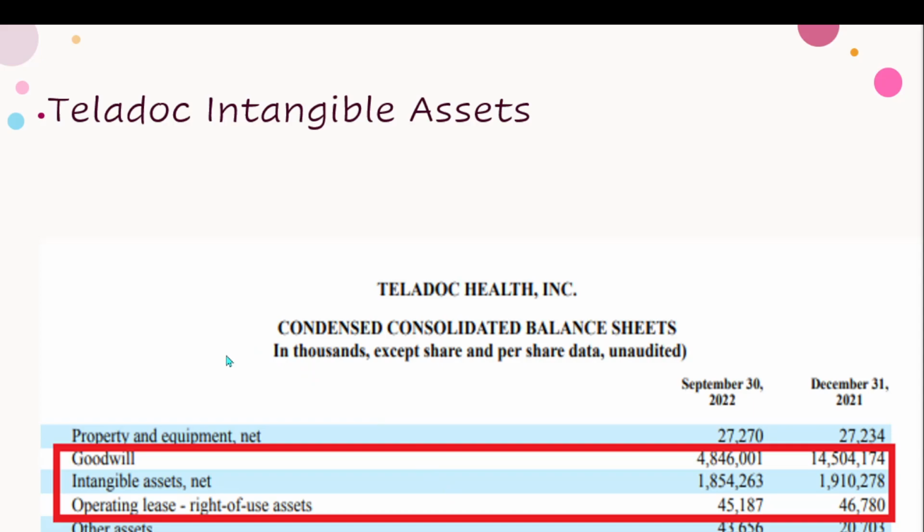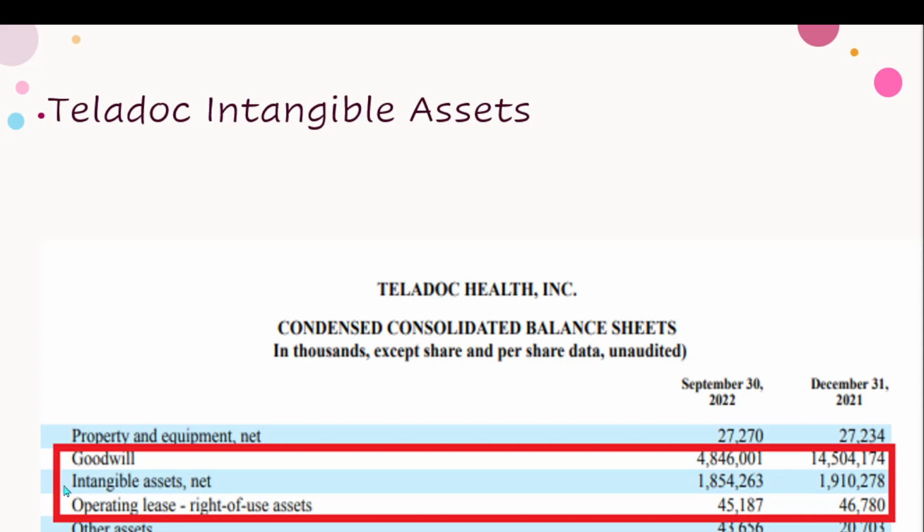So right here, this is Teladoc's balance sheet. And keep in mind, these numbers are in thousands. So this little red box represents all of the intangible assets. So this is goodwill, intangible assets net, and operating lease right of use assets. This is a very common format where you're going to see this, especially this intangible assets net.